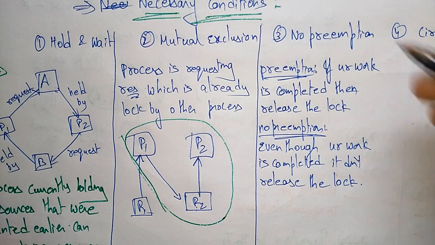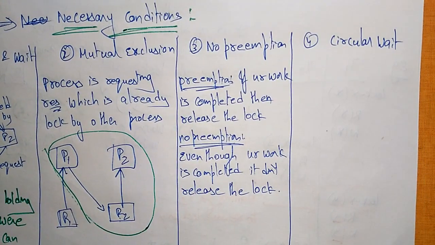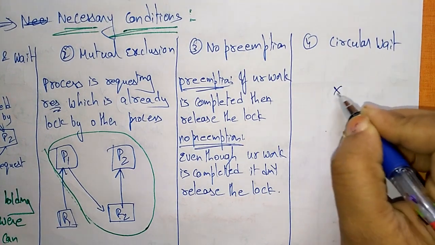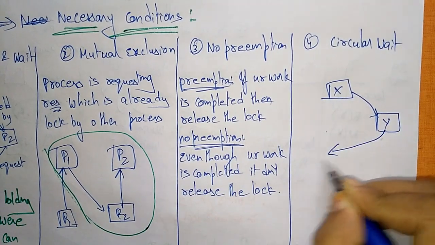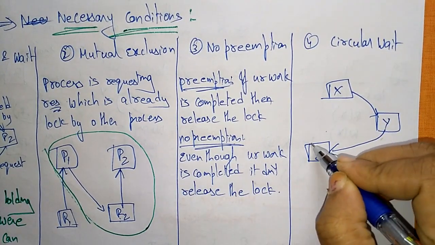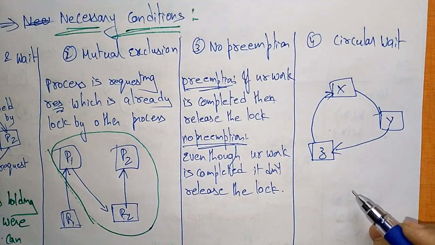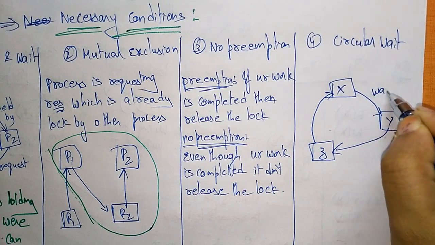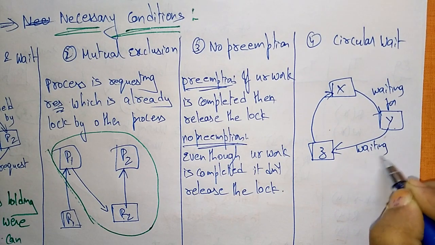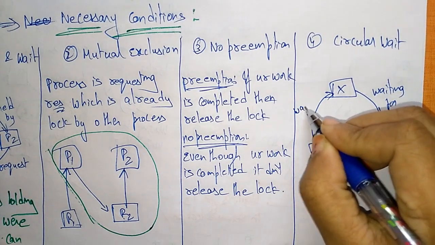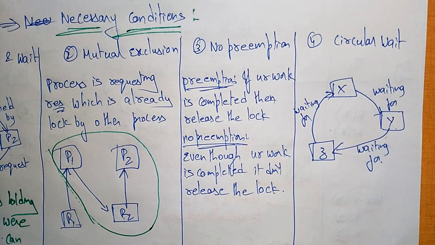Now see the next condition, circular wait. In circular wait also you can get the deadlock condition. Here X is requesting Y, Y is requesting Z, and Z is again requesting X. All the deadlock occurs in a circular condition. X is waiting for Y, Y is waiting for Z, and Z is waiting for X. So this is a deadlock condition.